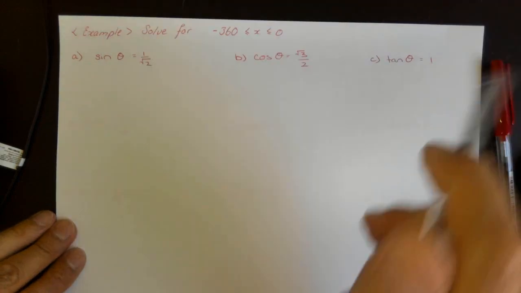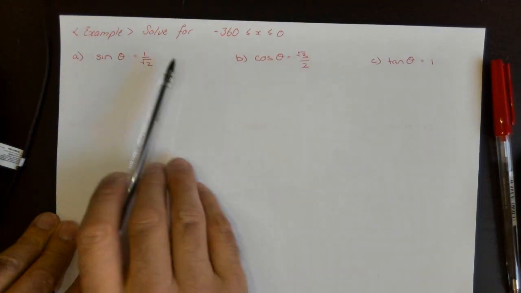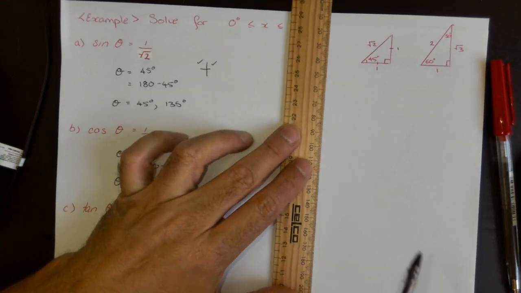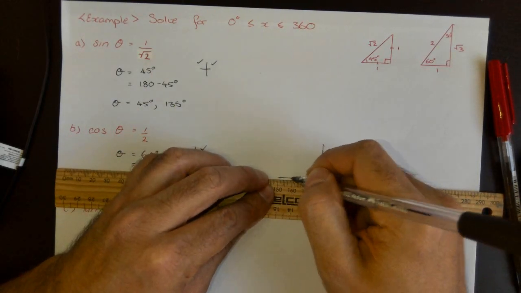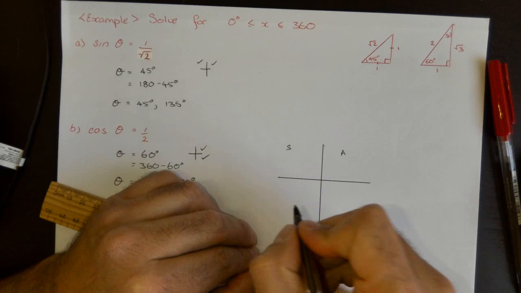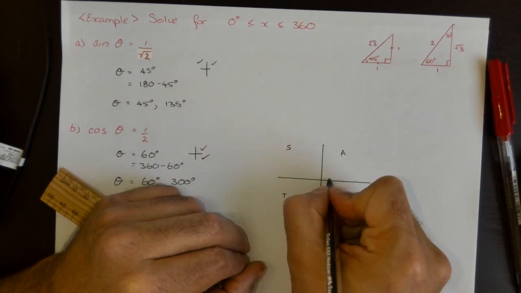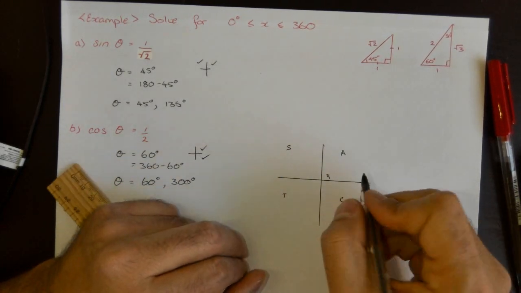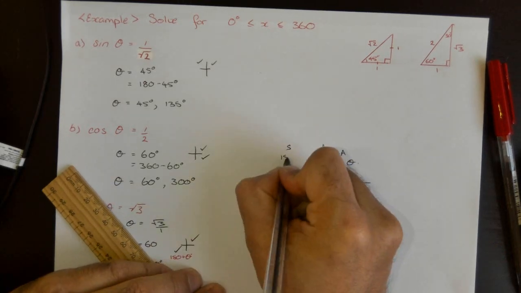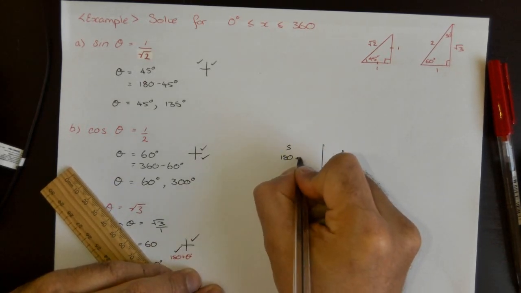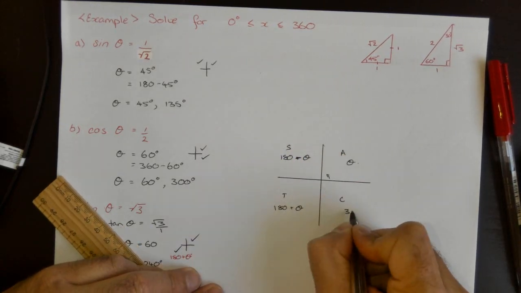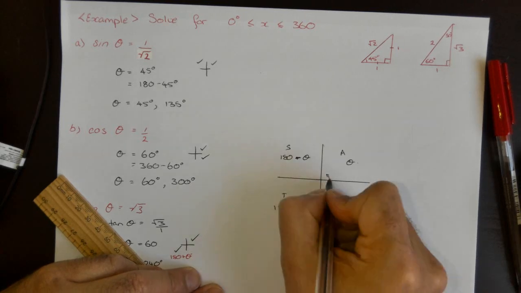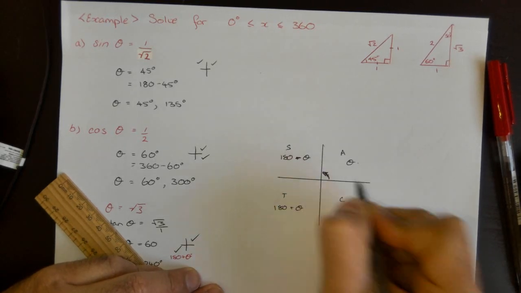Now we could ask to go backwards. So this is assuming from the unit circle we are going in an anti-clockwise direction, that we are traveling this way. So that is theta. This is 180 minus theta. This is 180 plus theta, and this is 360 minus theta, going this way.